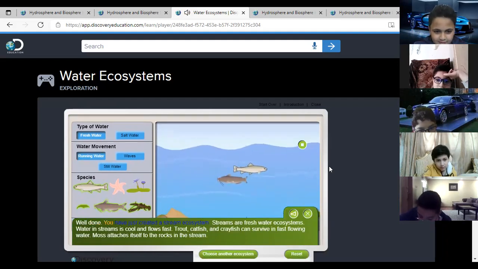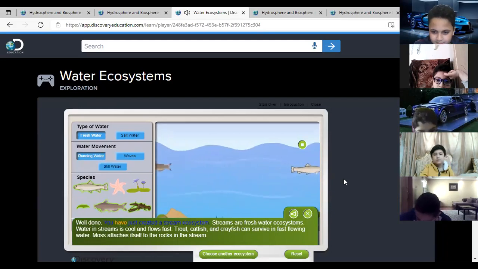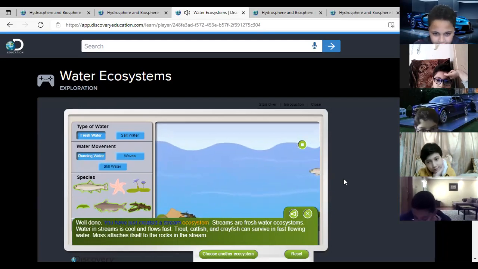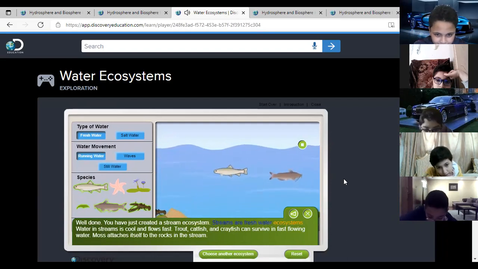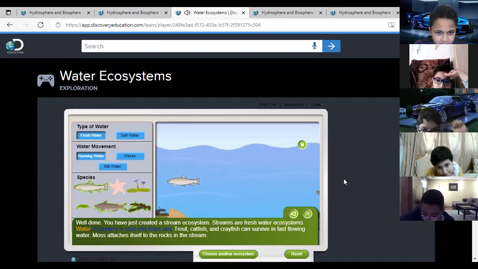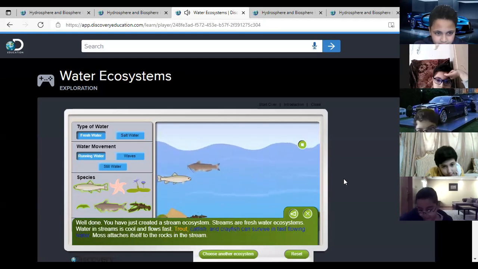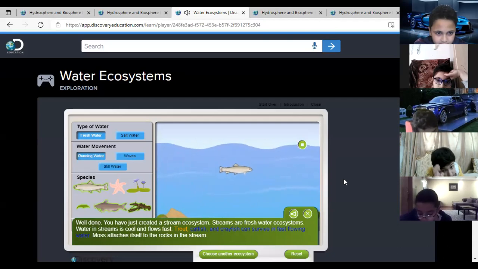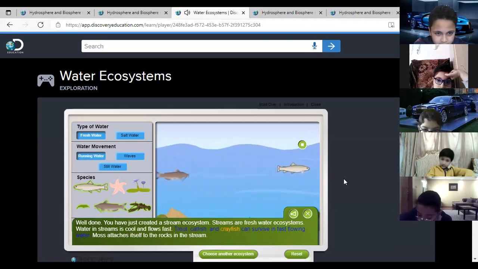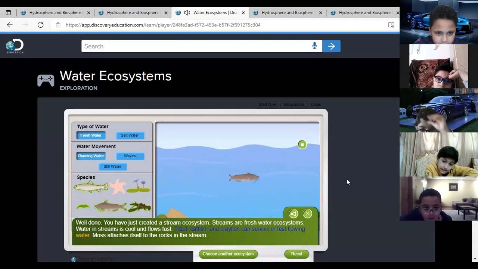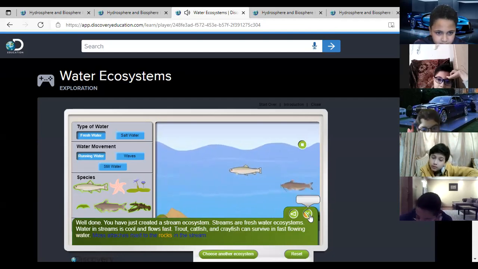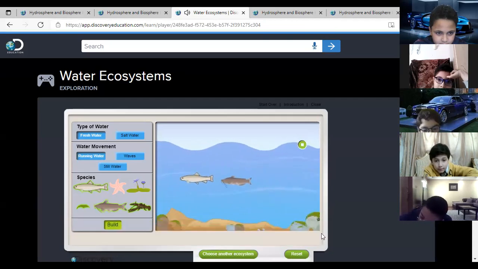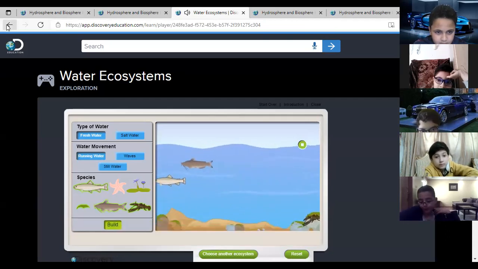Well done. You have just created a stream ecosystem. Streams are freshwater ecosystems. Water in streams is cool and flows fast. Trout, catfish, and crayfish can survive in fast-flowing water. Moss attaches itself to the rocks in the stream. Excellent, guys. I'm so proud of you.